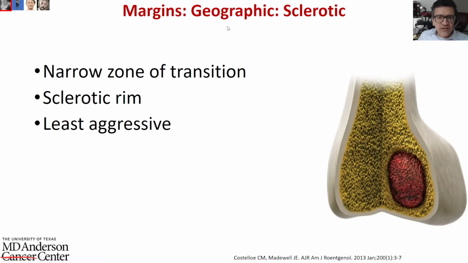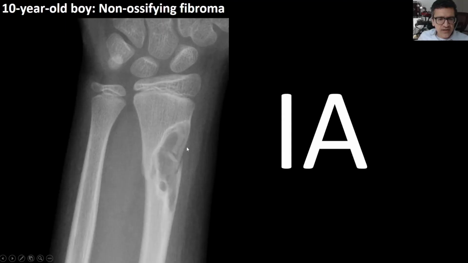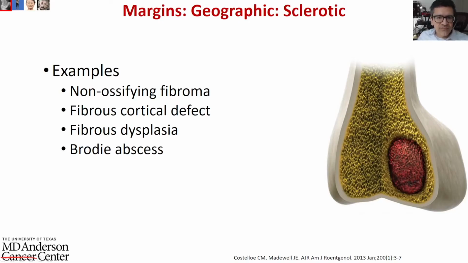Let's start with the geographic sclerotic or 1A margin. This is a very narrow zone of transition, sclerotic rim, and these are the least aggressive type of margin and are usually benign. This is a very typical appearance of a 1A margin. This is a 10-year-old boy with a non-ossifying fibroma. You can see this very well-defined margin around this lesion, and that margin is sclerotic. Some examples of geographic sclerotic margins are non-ossifying fibromas, fibrous cortical defects, fibrous dysplasia, and Brodie's abscess.